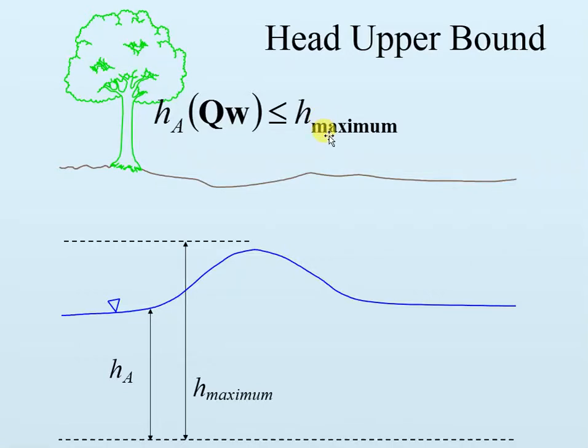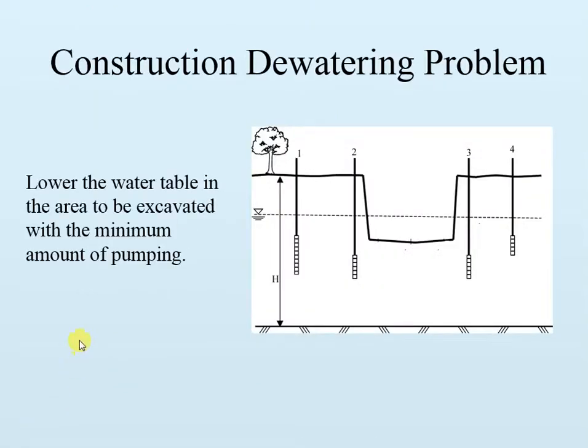And let's look at an example now of where that might come into play. So this is a construction dewatering problem. Here's a construction excavation that is to be carried out. The existing water table is indicated by the dashed line, and dewatering will be necessary, and we're going to accomplish that by pumping at certain rates at these 4 wells. So that's the problem. We want to accomplish that with the minimum amount of pumping.